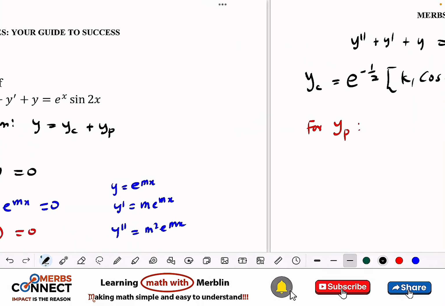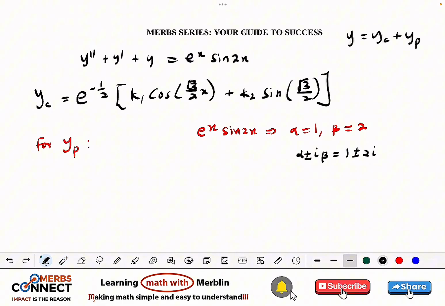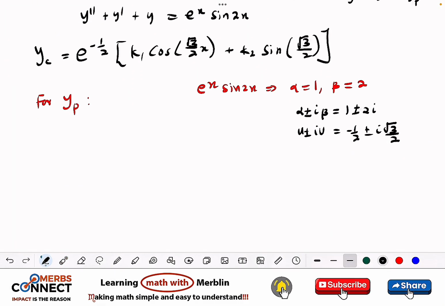Now let's go and pick our m. What did we get for m? This is what we had for m. So our m, which is u plus or minus iv, was equal to minus 1 over 2 plus or minus i square root of 3 divided by 2. So now what we need to do is compare this to this and see if they are the same or not. So we can see that this is not the same as this, absolutely. So it means that we can go ahead and write our trial solution.